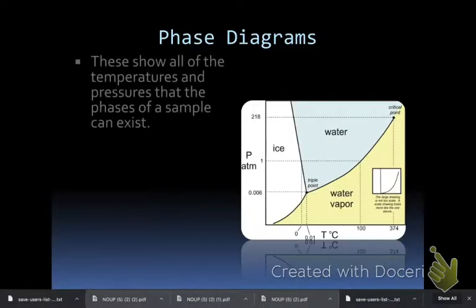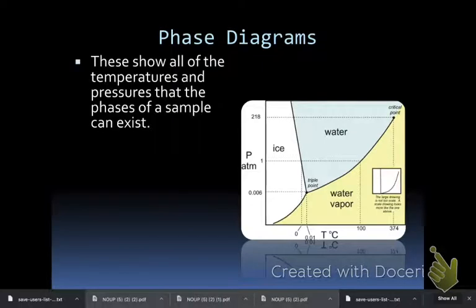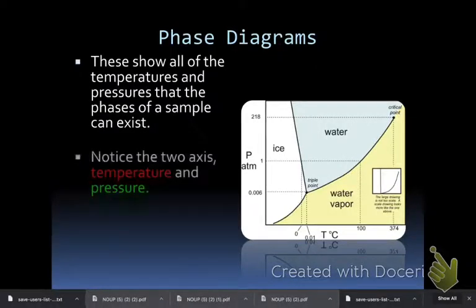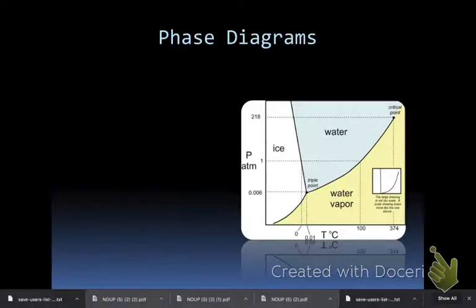So phase diagrams show all of the temperatures and pressures that the phases of a sample can exist. You should be writing this in your note-taking guide. And we have these two axes, temperature and pressure. We also have these three general areas, and from one substance to another, one phase diagram to another, they all have basically the same anatomy. It's just that the shapes and the sizes of those wedges are going to differ.